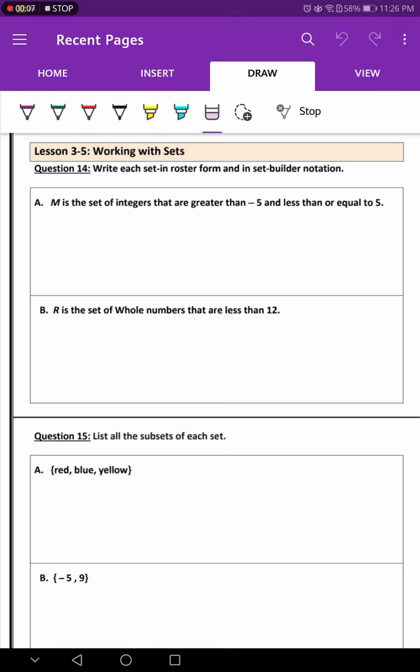Our mission today is to make a revision for lesson 3-5, working with sets. Question number 14: write each set in roster form and in set builder notation. A. M is the set of integers that are greater than -5 and less than or equal to 5.